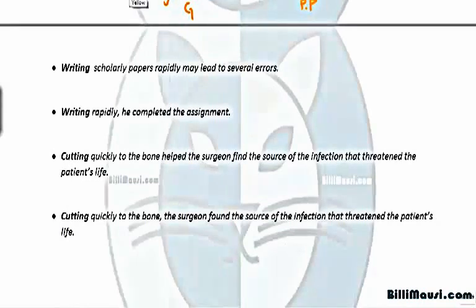Let's see the next example. Writing scholarly papers rapidly may lead to several errors. So writing here is the gerund, subject of the verb may lead, and scholarly papers rapidly are simply giving additional information, so they are adjective, noun, adverb.